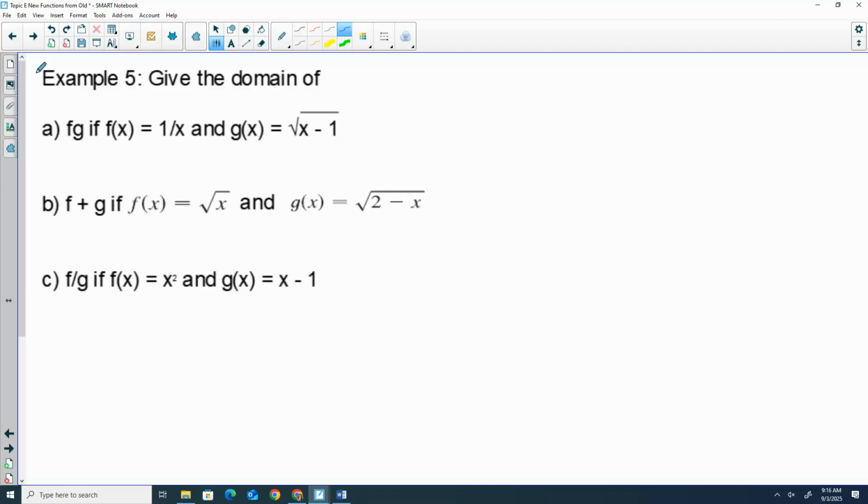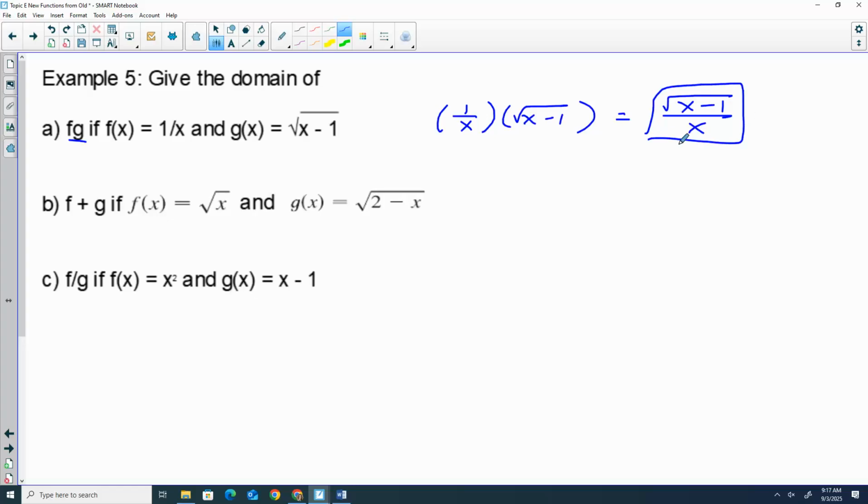But remember our function notation. F of x is the same as y. And we can do all of our different operations, adding, subtracting, multiplying, dividing. If I ask for the domain of those, we have to think, if I want f times g, that means I'm asking you to do 1 over x times the square root of x minus 1. That just gives me the square root of x minus 1 over x.